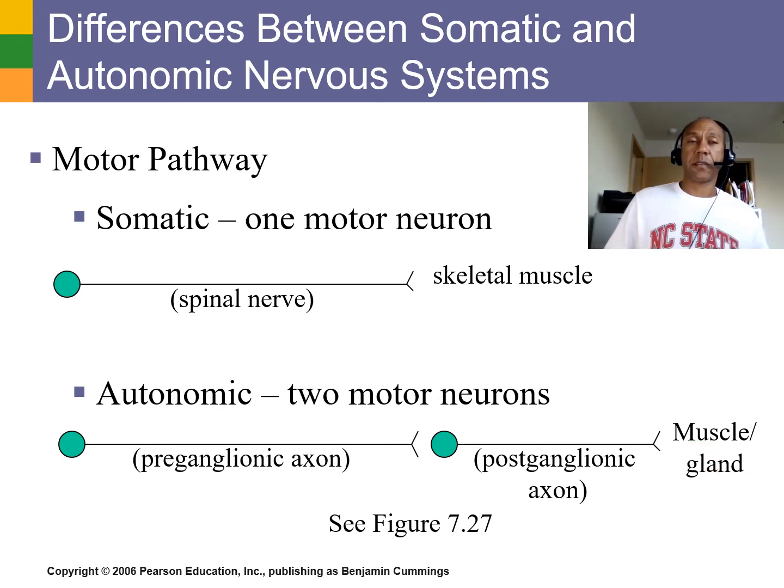So in the somatic we had a one motor neuron pathway from central nervous system to effector. In the autonomic nervous system, we have a two motor neuron pathway from central nervous system to effector, two motor neurons.